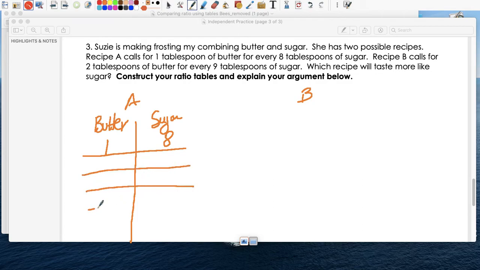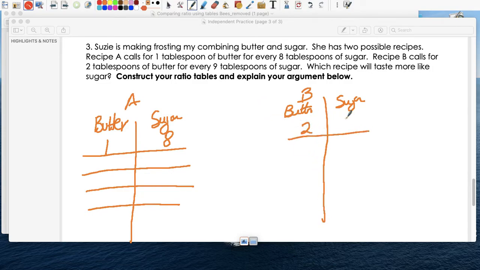I'm gonna create a table. Recipe B, butter is sugar. Butter is 2 tablespoons of butter, con dos de butter. How many sugar do they use? 9 sugar. Ugh. So we want cuál la receta que va a tener más sabor de azúcar. Which recipe is gonna taste more like sugar? Más dulce, ¿no? Creo. ¿Cuál va a ser más dulce?